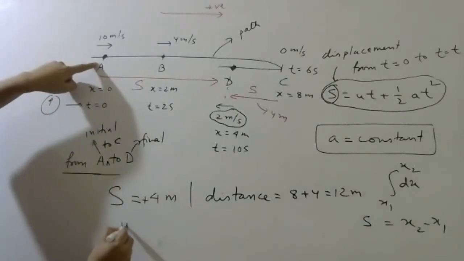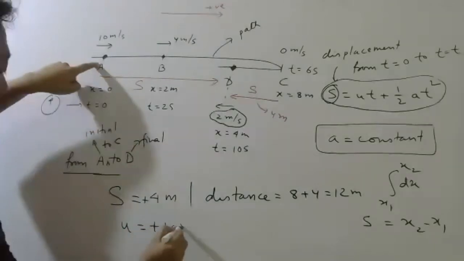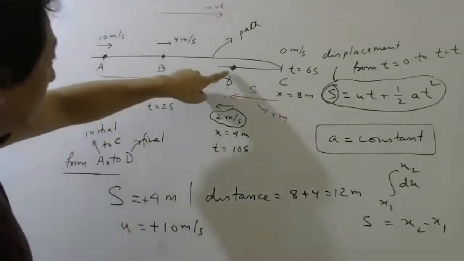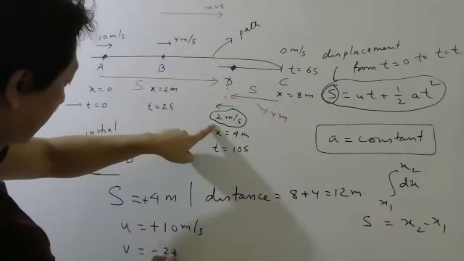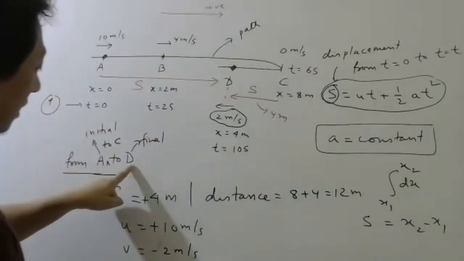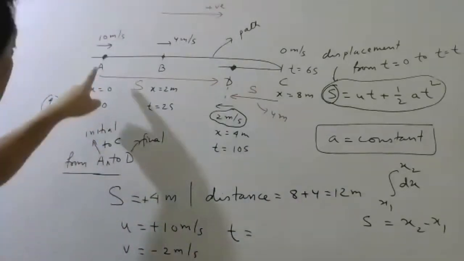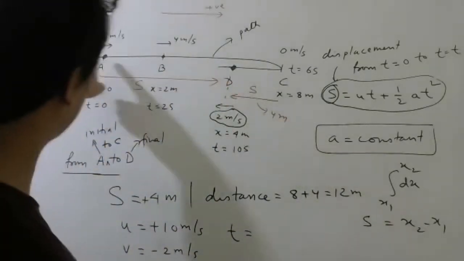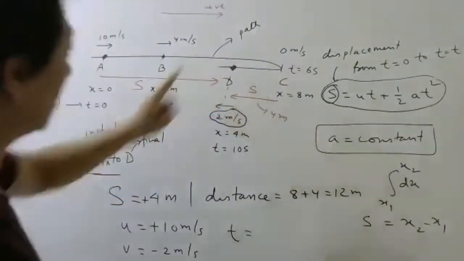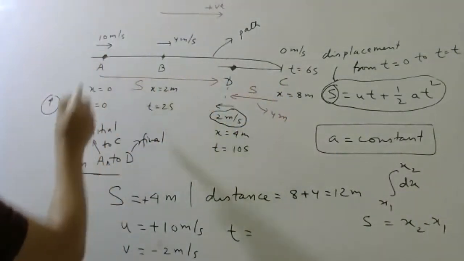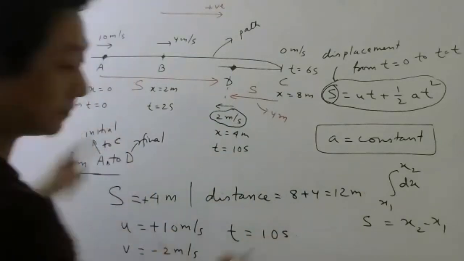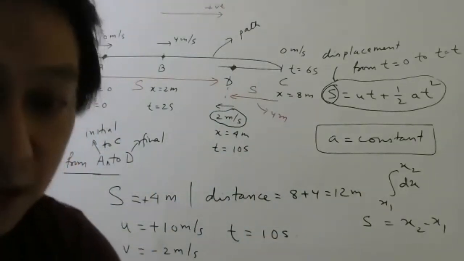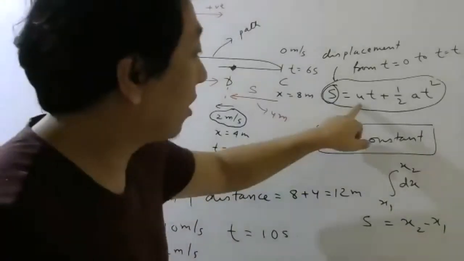Initial velocity will be what? Plus 10. Final velocity here will be what? Minus 2, from A to D. Now, time taken. Remember, it is not directly A to D, it's A to C to D. So here it was 0 time, here it is 10 seconds. So 10 seconds. This is how you should find these quantities.